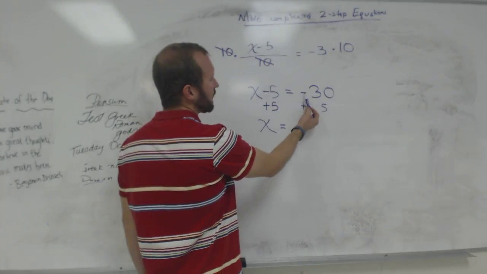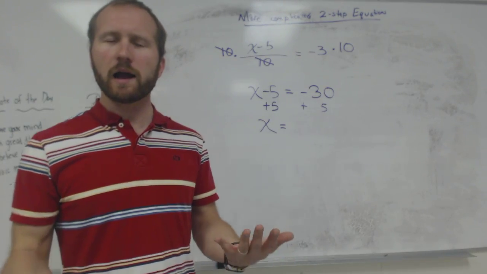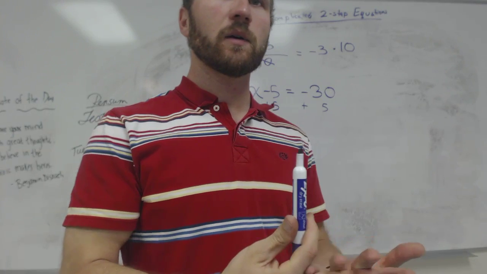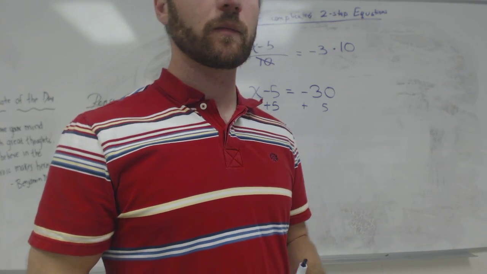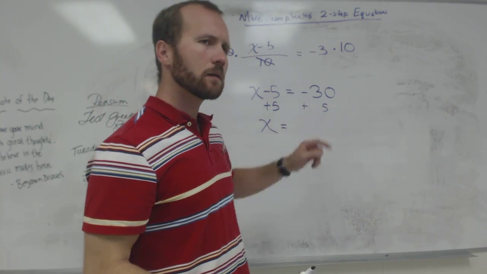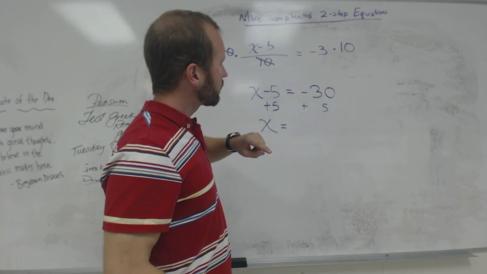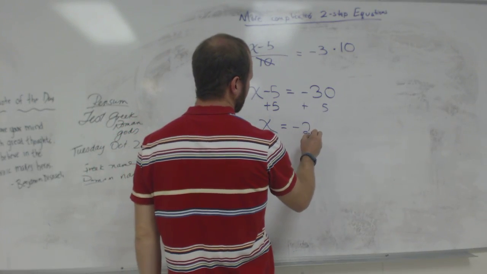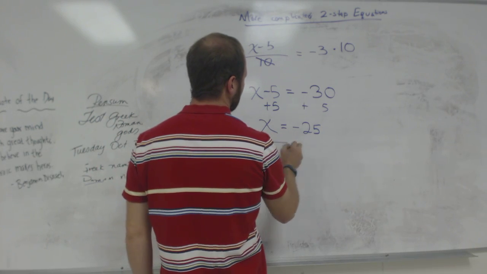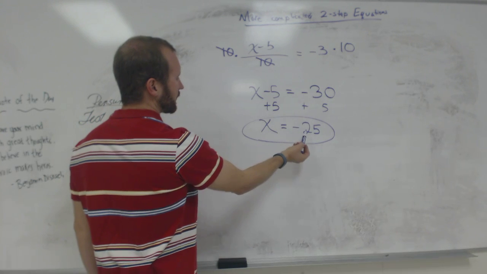So x equals negative 30 plus 5. Those are opposite in sign. Which one is bigger, the negative number or the positive number? Oh, the negative number is bigger. So my answer is going to be negative 25. That's my answer. Let's just check this one too. So I think x is negative 25.